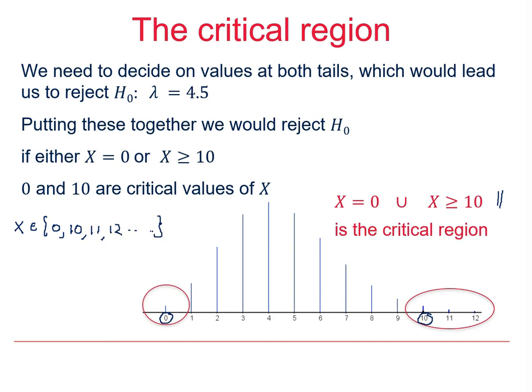But the simple message we would give to somebody is, if you find 0 or 10 or more, let me know, because we're going to reject the null hypothesis and think something's gone wrong and there is a change in that value that we thought was the value for lambda.